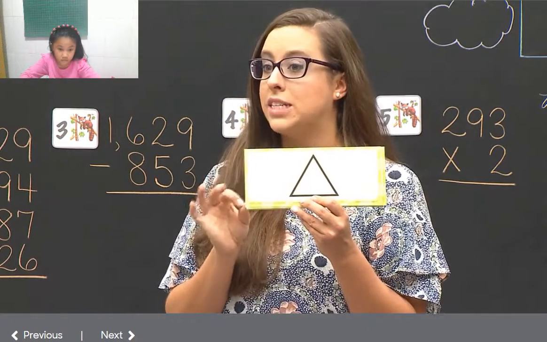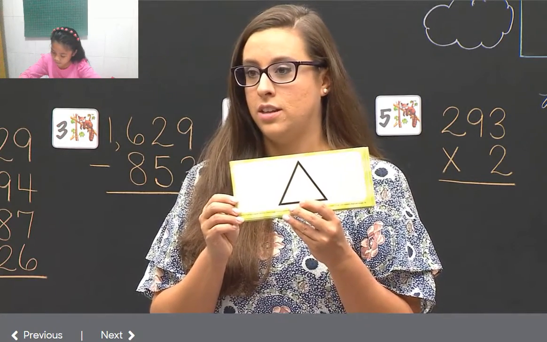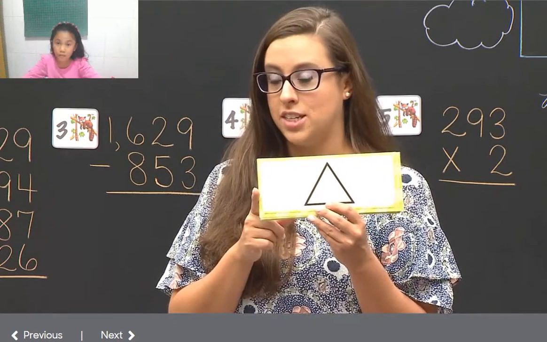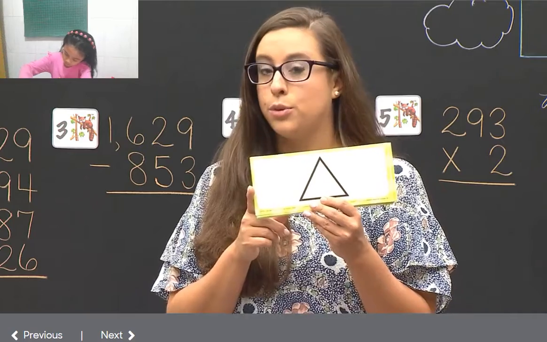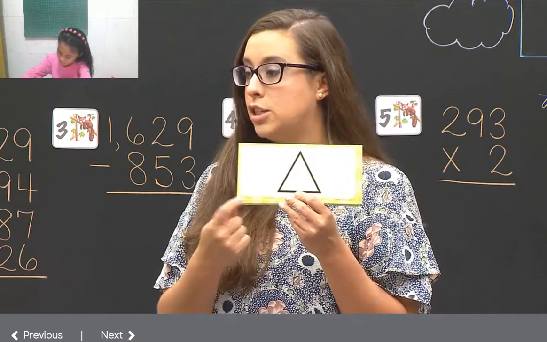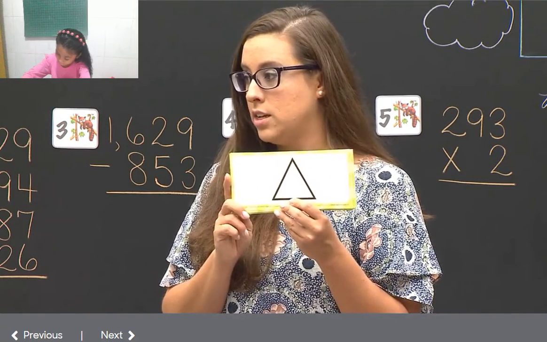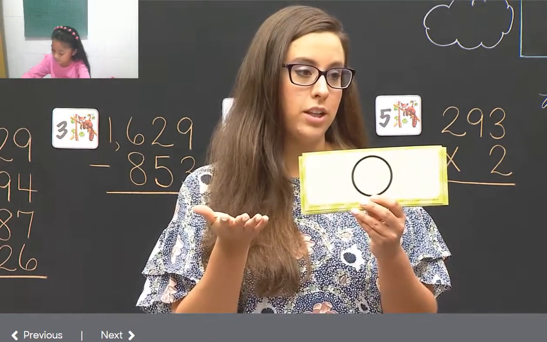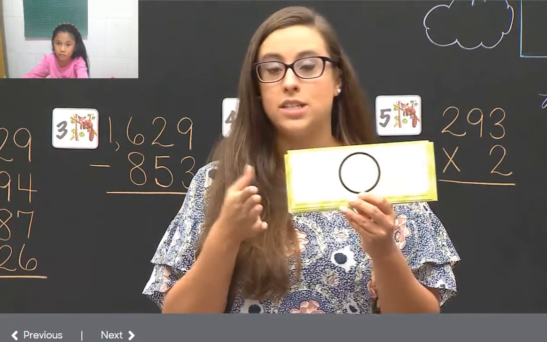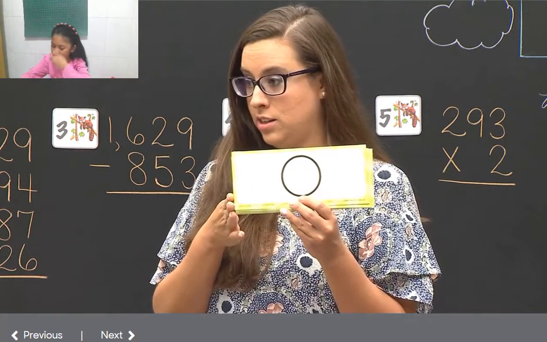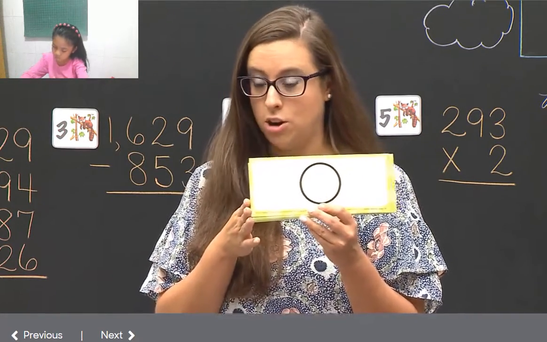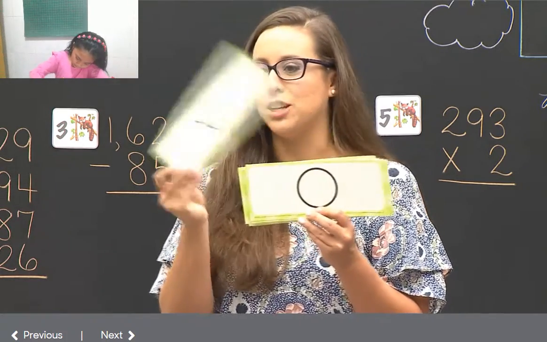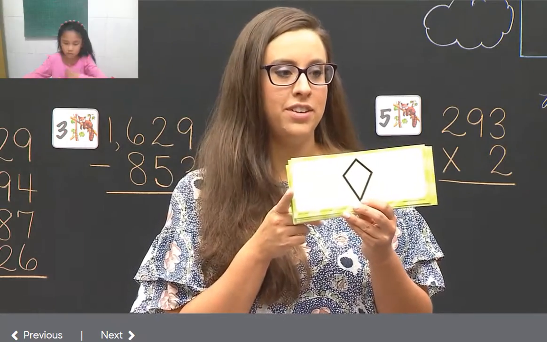A triangle has how many sides, Morgan? 3. How many vertexes, Tyra? 3. How many right angles does this triangle have? Presley? None or 0 is correct. What shape is this, Carly? Circle. Right. Does it have any sides, Adriana? No. Does it have any vertexes, Carson? No. Does it have any right angles, Jimmy? No. You're right.